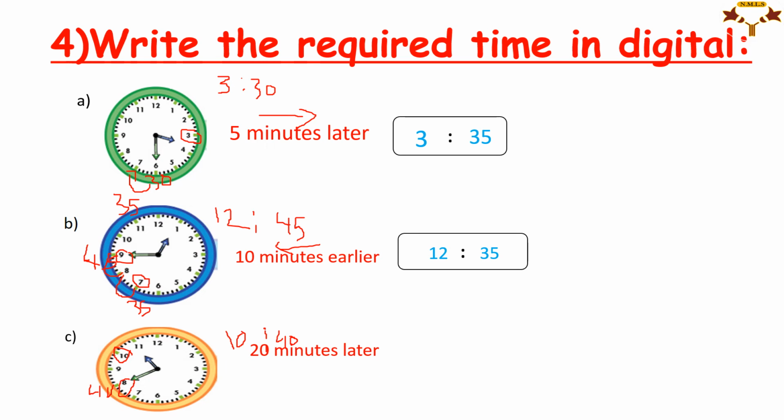If I want to get the time after 20 minutes later, okay? We go forward 20 minutes from 8, okay? Then we jump 4 steps. 1, 2, 3, 4. We reach 12. At 12 means o'clock, okay? Then the time will be 11:00.